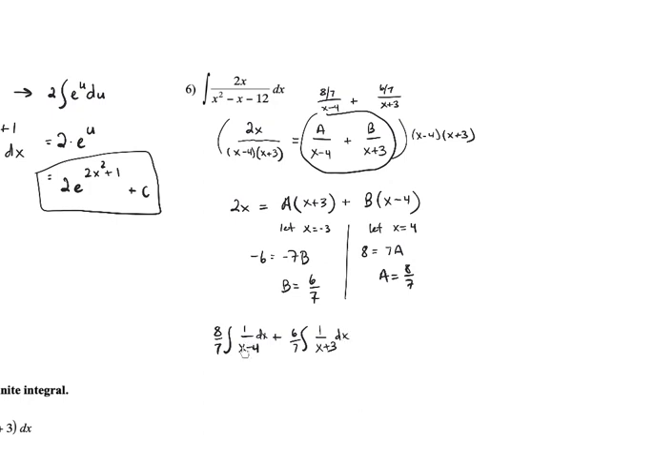So now we have 1 dx over x minus 4. So this is in the form du over u, because if this is u, x minus 4, then the derivative is 1 dx. So we have du over u, and same thing over here. If this is u, x plus 3, then du is 1 dx. So this is also of the form du over u. And as you remember, the integral of du over u is natural log of the absolute value of u. So we have 8/7 multiplied by the natural log of the absolute value of x minus 4. And then we have 6/7 multiplied by the natural log of the absolute value of x plus 3 plus c.